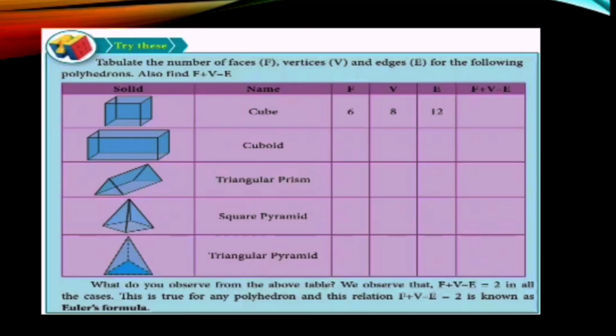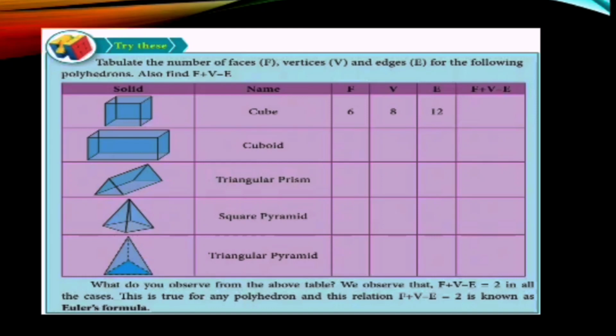Next we have a tabular column in our book. In that table they have given solid shapes in one column, the names of these shapes in another column, then how many faces these shapes have, next vertices, and the third one is edges. The last column they have given is F plus V minus E. This is the format. They are explaining this format below the table, so listen carefully.